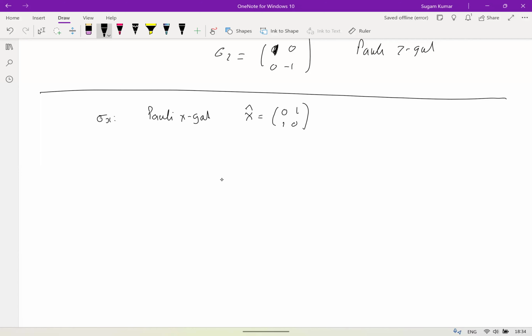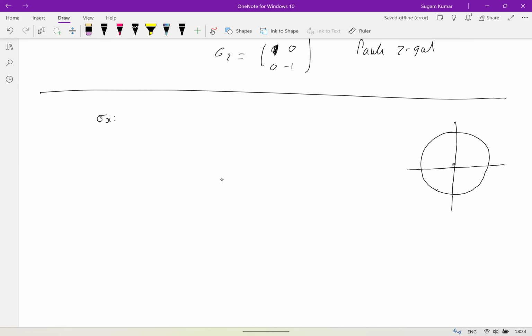Now, if I have a Bloch function here, okay, let me start with the Z gate. That is much simpler to understand first. So Z gate means Z cap. Okay, better to start with sigma x only. So the Pauli X gate, this is X cap equal to 0, 1, 1, 0.